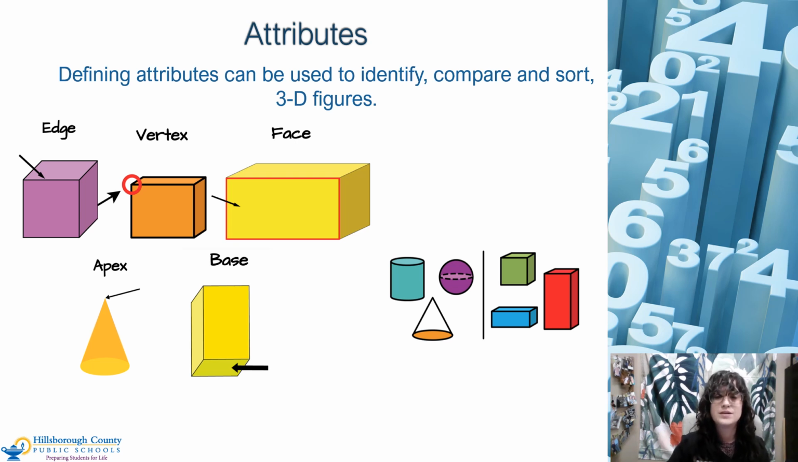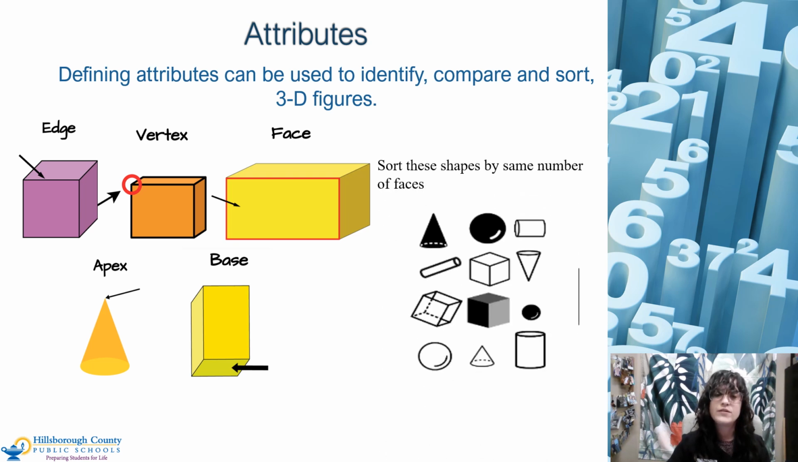These shapes were sorted by the type of face shape they have. One side has circular faces while the other one has square or rectangle faces. If you think back to the task that you did at the beginning of this video, where students were asked to sort these shapes by the same number of faces, this would be the point in time where we would expect students to be able to explain what face means for a 3D shape, how we can count the number of faces, as well as how we can sort these shapes by the number of faces.